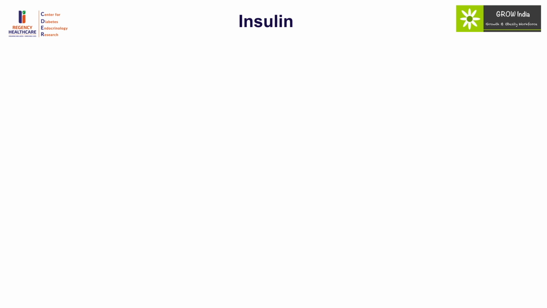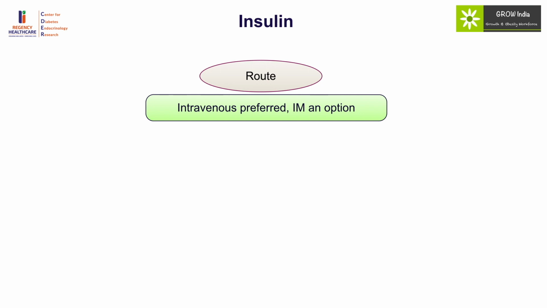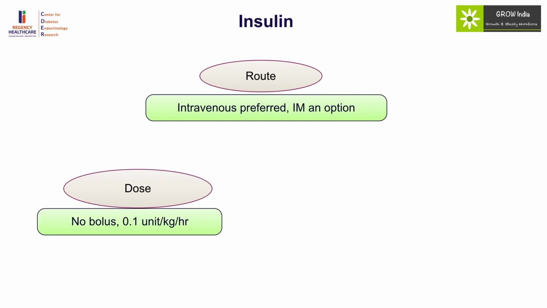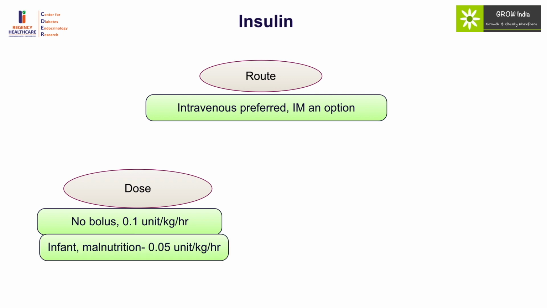Insulin therapy is absolutely essential in management of DKA and is best given as an intravenous insulin, although IM insulin, as we'll discuss later, is a reasonable option. There is no need of giving any bolus in the setting of diabetic ketoacidosis, and the dose is around 0.1 unit per kg per hour. However, studies have shown that the use of a lower dose of 0.05 unit per kg per hour is equally effective in management of DKA with similar resolution time. The lower dose should definitely be considered in infants and those who have malnutrition.